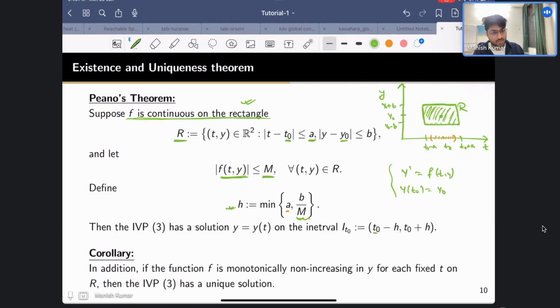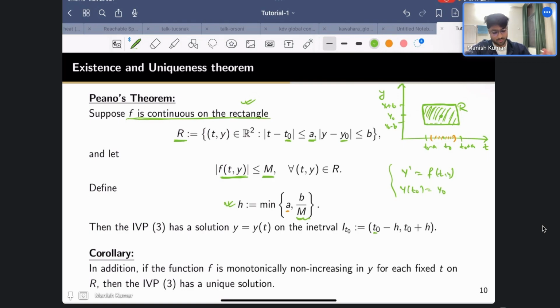Okay, I'll give one example where we'll calculate what this h is, what maximum h we can attain. So this is what this theorem says. You see, you just have to assume that the function f is continuous. Just the continuity assumption gives you the existence of a solution.